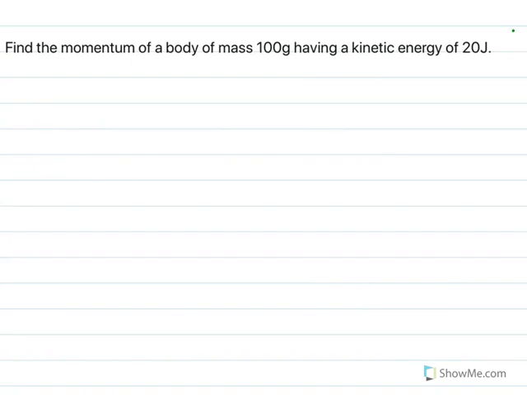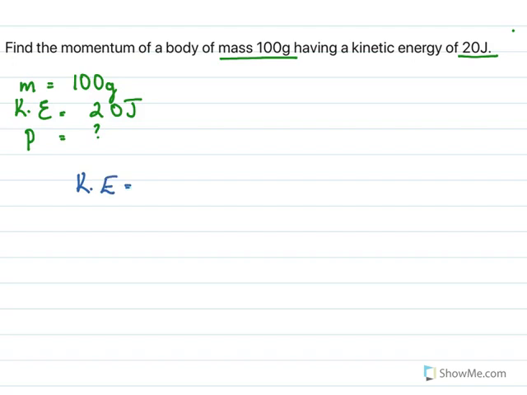Find the momentum of a body of mass 100 grams. So mass 100 gram, not SI unit, we got to change to kg. Having kinetic energy 20 joules. We need to find momentum. So we start with the formula. Kinetic energy half mv square. So here we have 20.